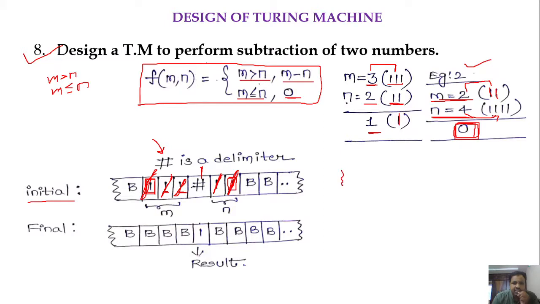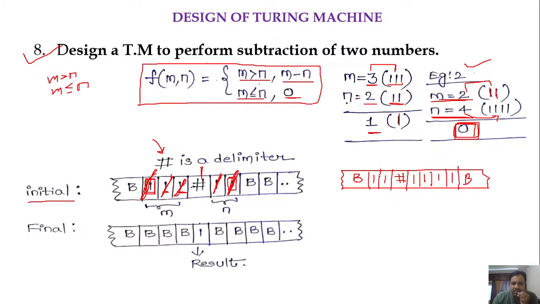So let me take that case also here. Blank. Here I am taking the m value as 2. So 2 ones, blank. Then here we are having this hash delimiter. Next 4 ones, 1, 1, 1 and blank.